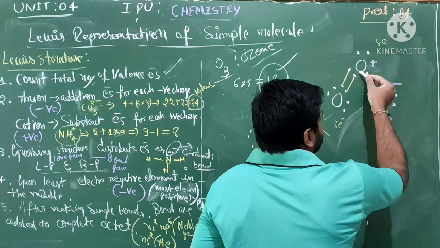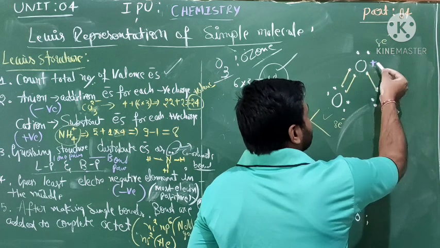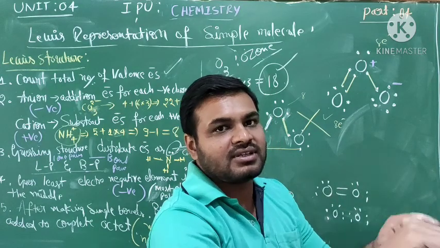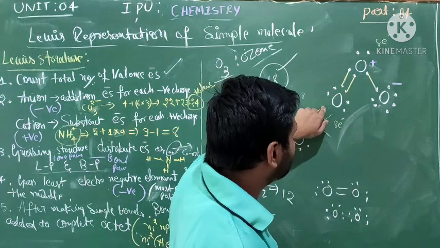One, two, three, four, five, six, seven, eight. But you mention positive because of this sharing over the losses to forming of this bond. Clear? What about this one?